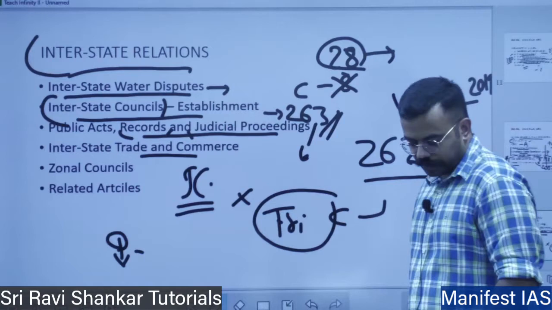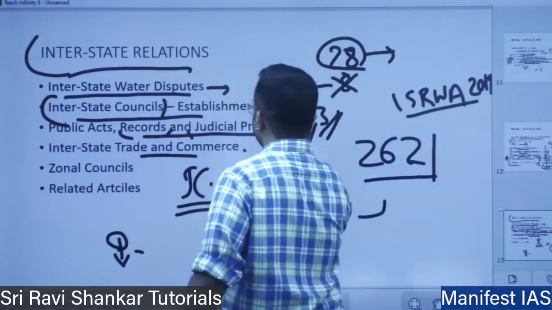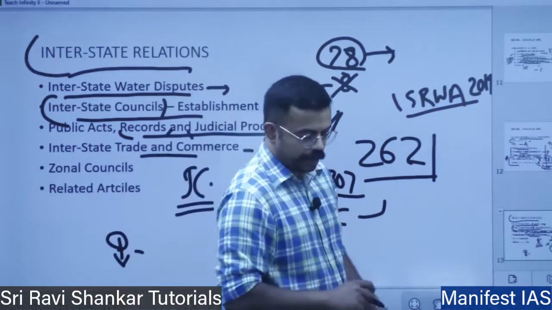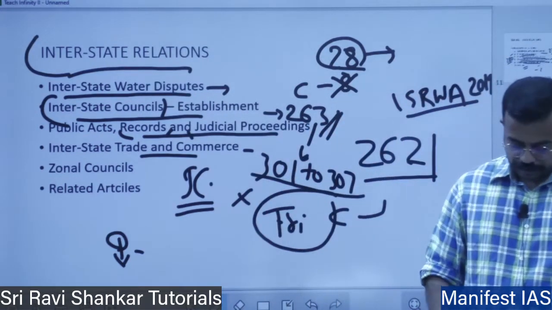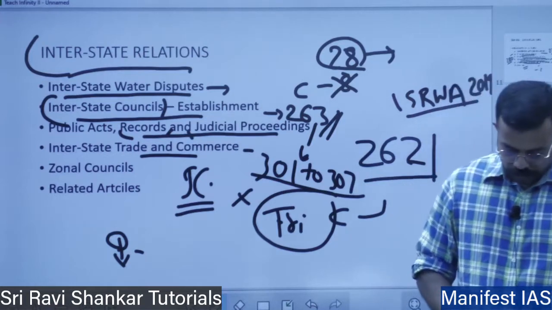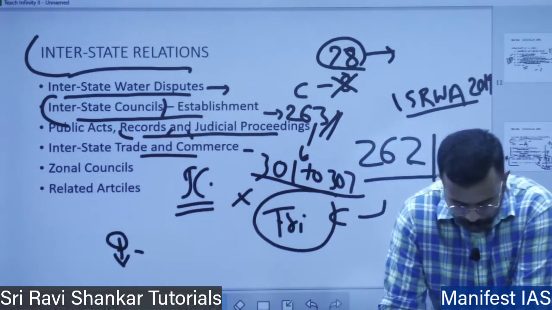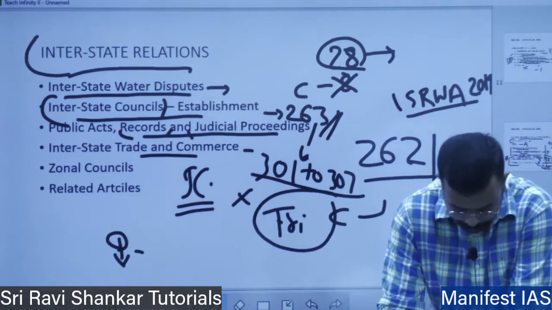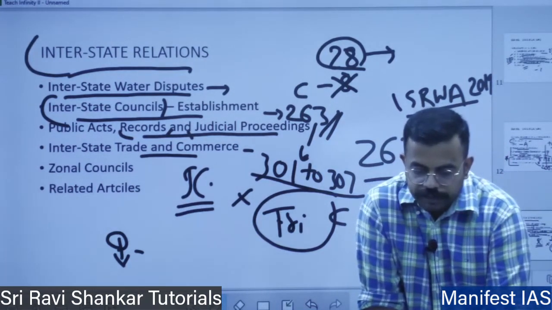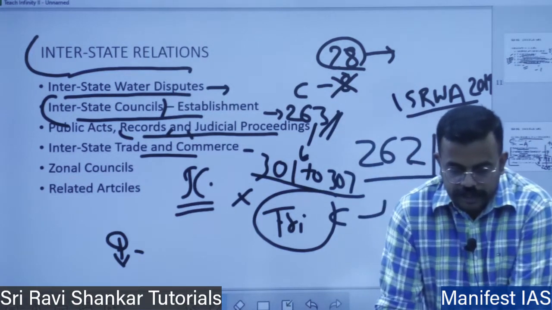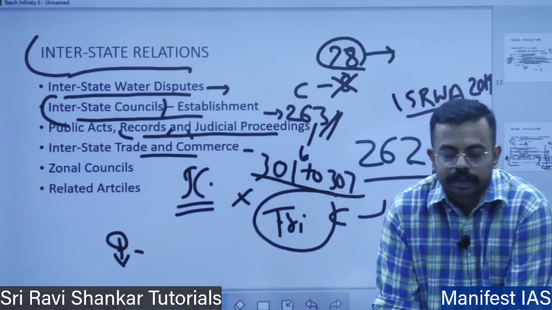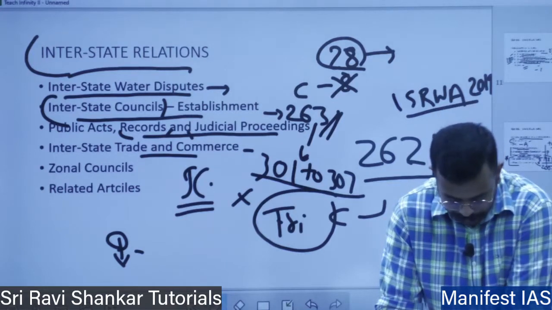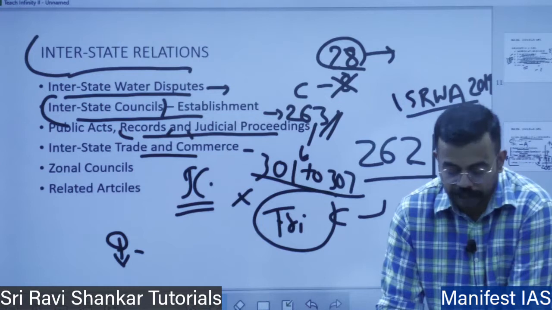So which article deals with interstate trade and commerce? Articles 301 to 307, not very important from an examination perspective, but have a brief idea. You need not go into detail with respect to these articles. Parliament can impose restrictions on freedom of trade and intercourse between the states in the public interest. Public interest means, suppose there are narcotic drugs, so those can be prohibited by the Union Parliament, saying they cannot be traded in interstate commerce.